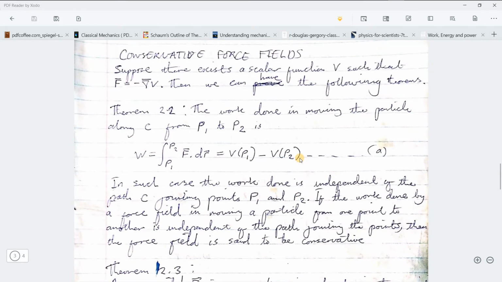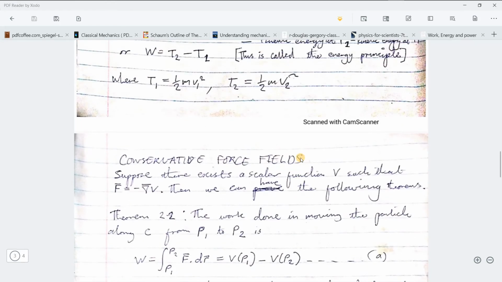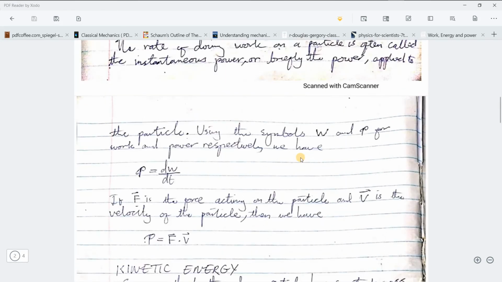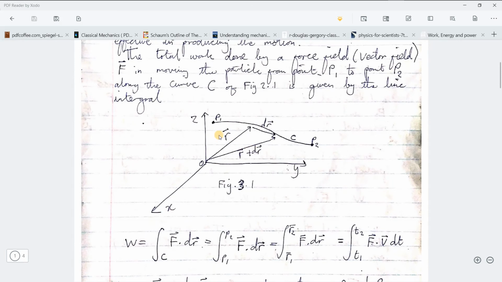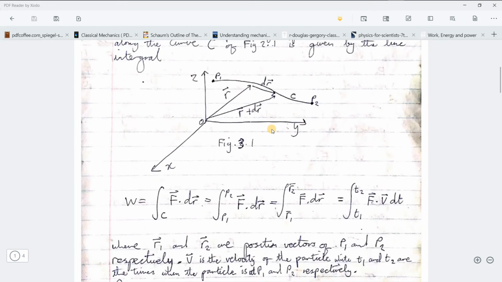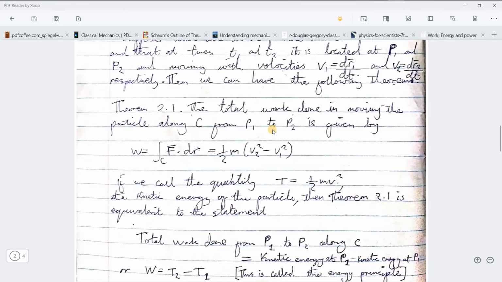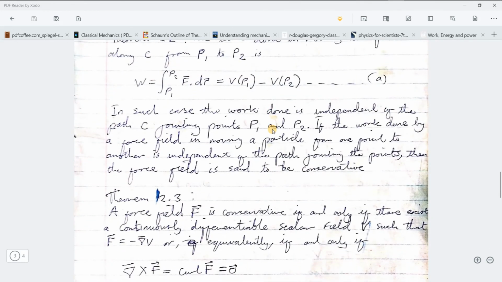This statement is just saying that no matter what path we take, the work done will be the same. It's independent of the path taken by this particle, as long as it is going from this point to the other point. This is what it means for something to be conservative.